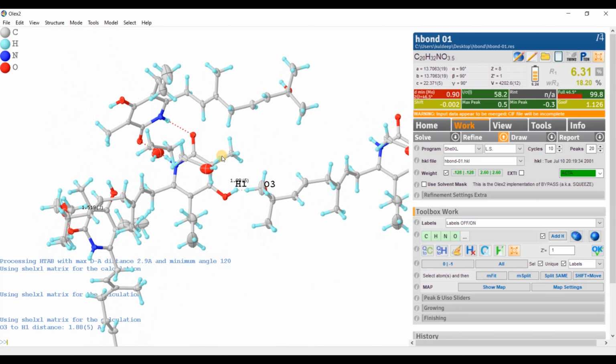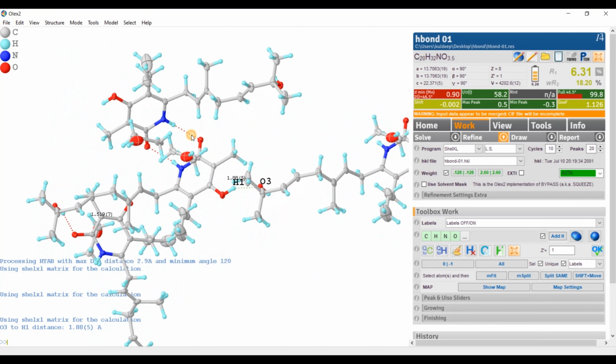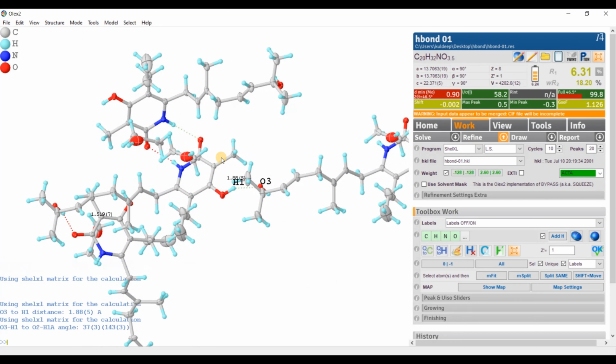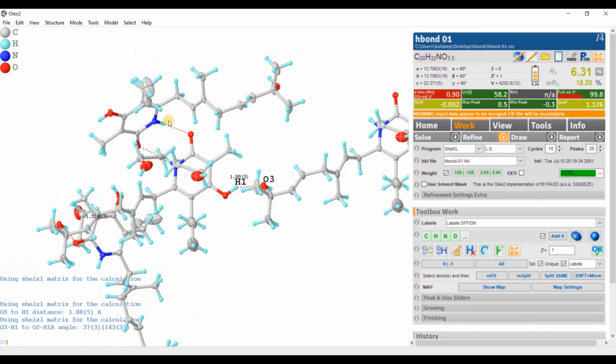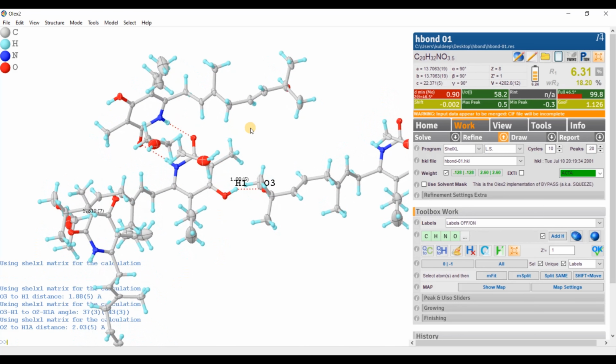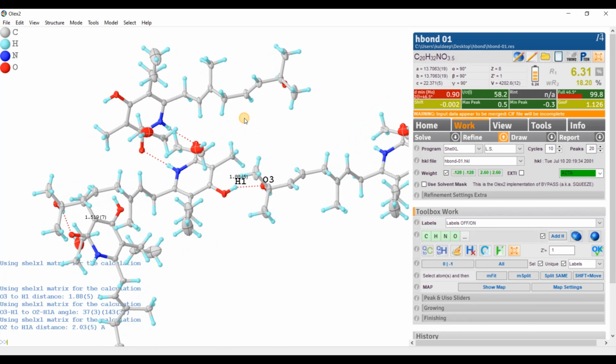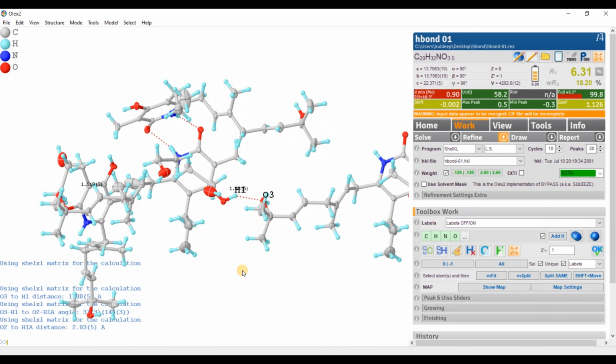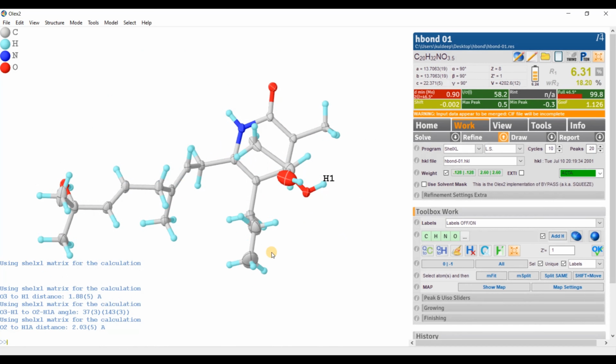Similarly, these bond distances can be calculated by typing ESD. Here you can find the angle, sorry. Now select this one, type ESD, and this distance is 2.035 angstrom. So these distances can be listed in the respective file, or if you want to include more hydrogen bonds, just type FUSE, and this time you can put off this label.